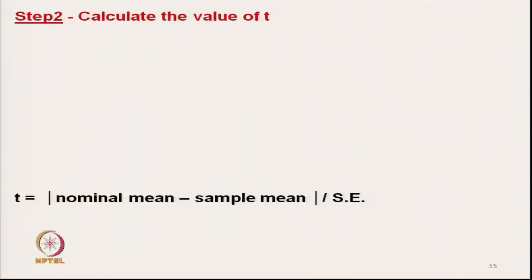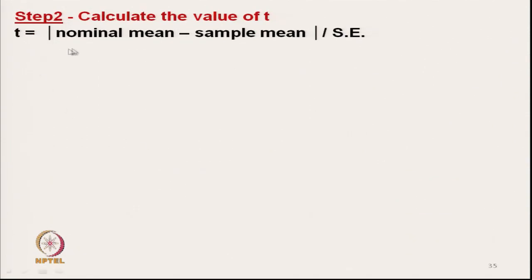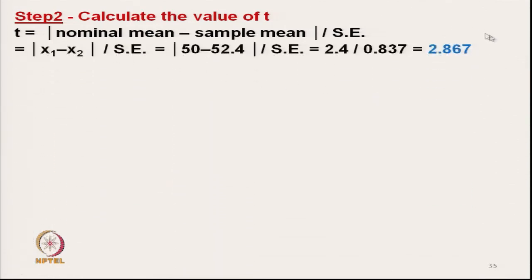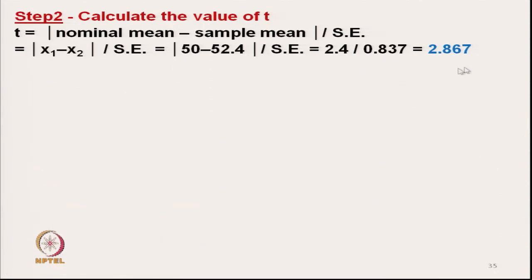Okay. Now, once we calculate the standard error, then we can calculate the T value. What is the T value? From the earlier curves and diagrams, we have seen that T is the modulus of nominal mean minus sample mean divided by the standard error. So, let us calculate the T value. This is the T value, 2.867. So, 50 minus 52.4, that is 2.4, divided by the standard error we have calculated in the last slide, 0.837. So, 2.867 is the T value.